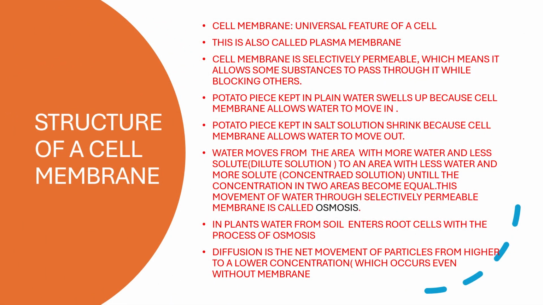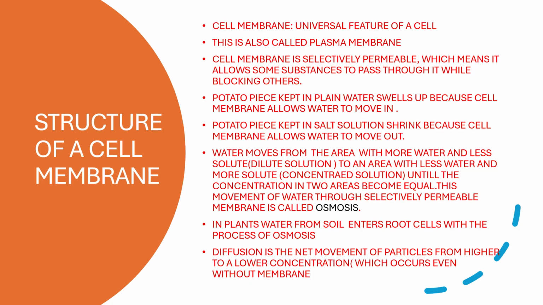Structure of a cell membrane. Cell membrane. Universal feature of a cell. Every cell has a cell membrane. This is also called the plasma membrane. Cell membrane is selectively permeable, which means it allows some substances to pass through it while blocking others.